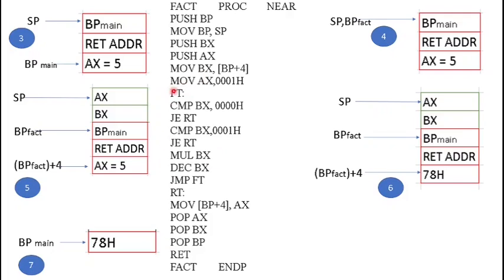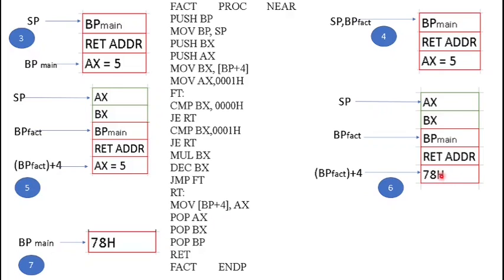Now our normal factorial computation will take place, and once it is over, we are done with this parameter. This parameter is no longer used for us, only the result is useful. So to this location, that is BP fact plus 4, we will move the result, which is 78h. That is what is done over here: ax will have the factorial computed, and that result is moved to BP plus 4. So 78h will be moved to that location.